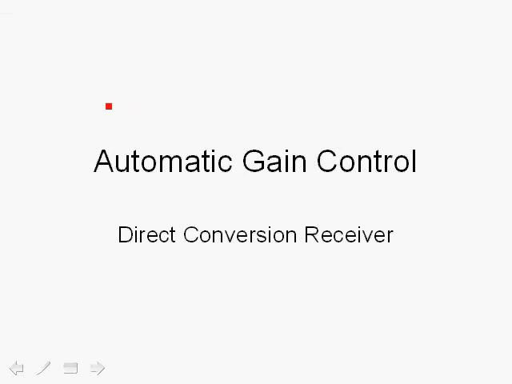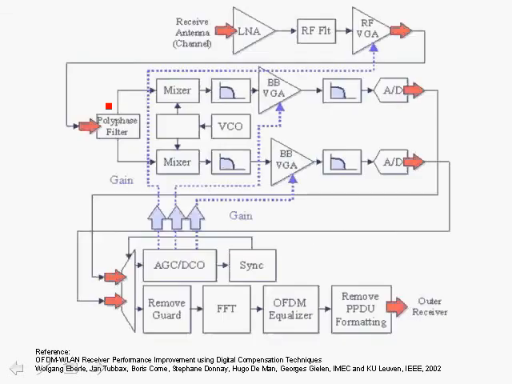A very important topic in direct conversion receivers and also in heterodyne type receivers is automatic gain control. A very important issue in 802.11a, 802.11g, and in Wi-Fi and WiMAX in general. This diagram here shows the mechanism for AGC in a direct conversion receiver as published by the folks at IMEC. This was back in 2002 in a paper called OFDM WLAN Receiver Performance Improvement Using Digital Compensation Techniques, in which a number of issues dealing with AGC and also DC offset and IQ imbalance compensation in the baseband digital signal processor are addressed in this paper.